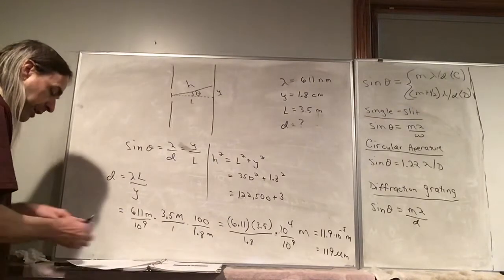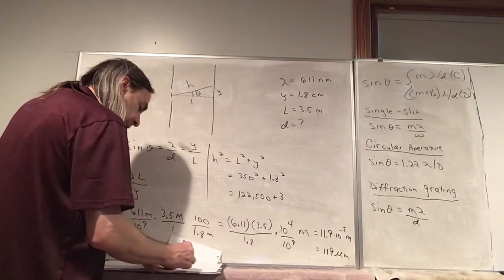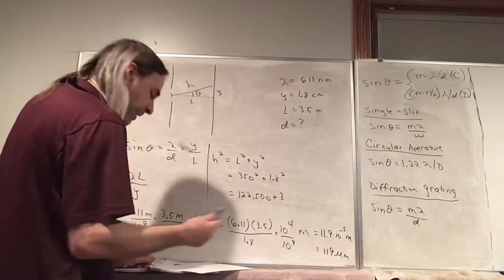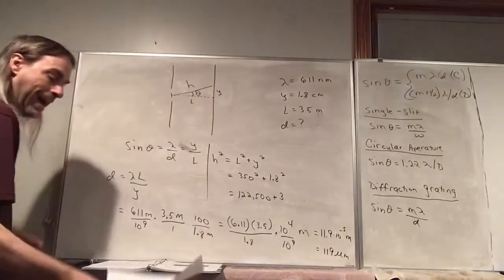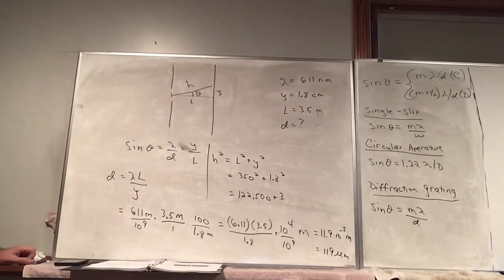I'm going to make a note to check this one. I think I just wrote it down wrong in the notes, because I'm getting 119. The last one I just wrote 19. So I'll just have to double check that. But, yeah, that's a case where sine of theta equals y over L is very clearly valid. Yeah, we'd have to go to like 6 significant figures to even notice the slightest difference at all.